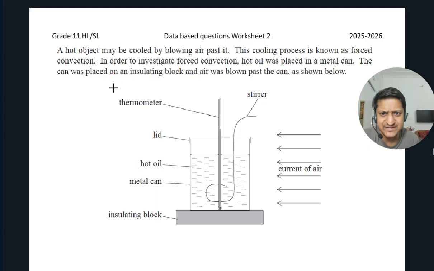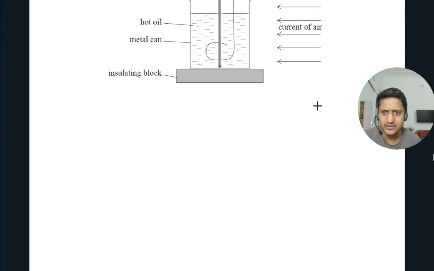In order to investigate forced convection, hot oil was placed in the metal can. So this is a metal can and oil has been placed. The can was placed on an insulating block and air was blown past the can. So this is the insulating block there, and then air is going over there as shown in the figure.